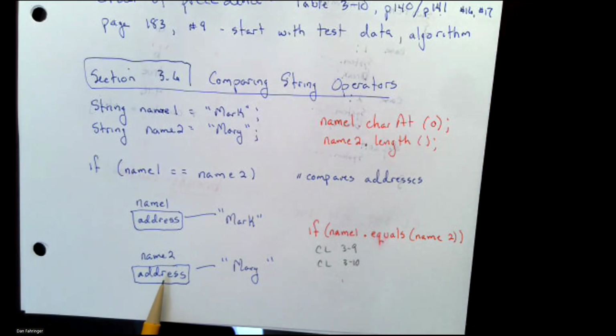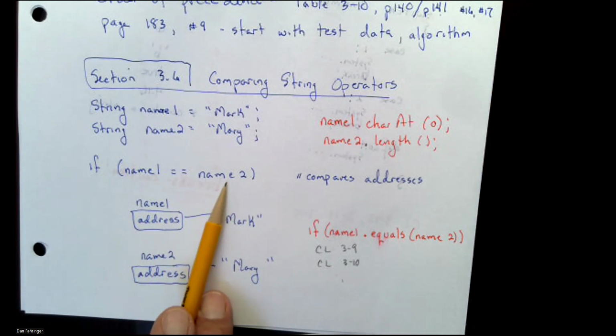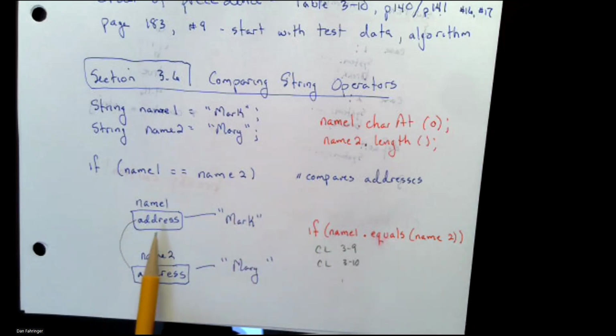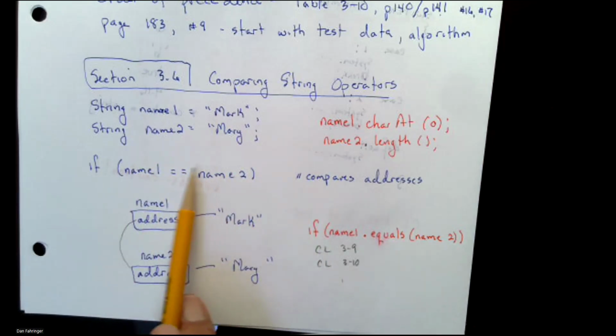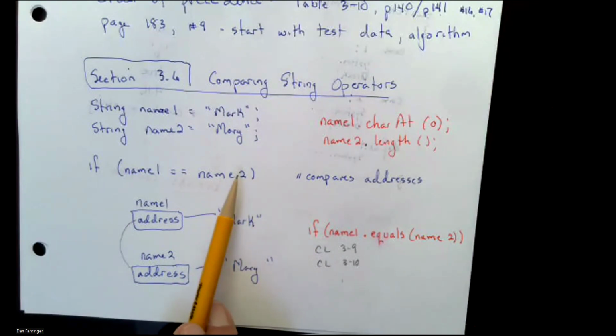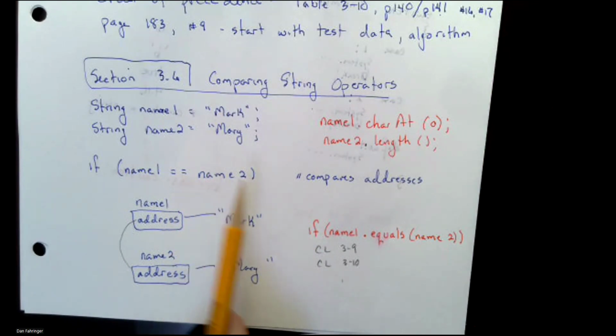Name 2 is an address. It tells me where Mary is stored. So when I do this statement, if name 1 is equal to name 2, I'm comparing these two addresses to see if they're the same. So this is no good in Java, unless I want to check the addresses, which I have never done in 40 years. But if I want to compare addresses, this is how I would do it. If I want to compare what's at the addresses, I'm going to use this thing called dot equals.